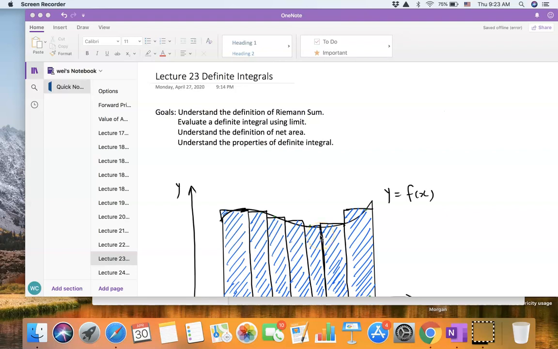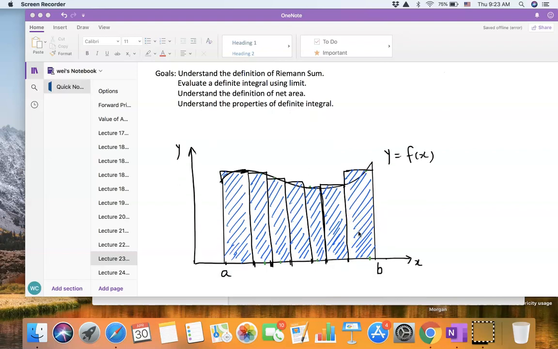Hello guys, in the previous video we saw how to calculate the area of a boundary region by using rectangles. At that time we said all the rectangles have the same width, the same base, and the height of each rectangle is determined by either the left endpoint method or the right endpoint method, right?